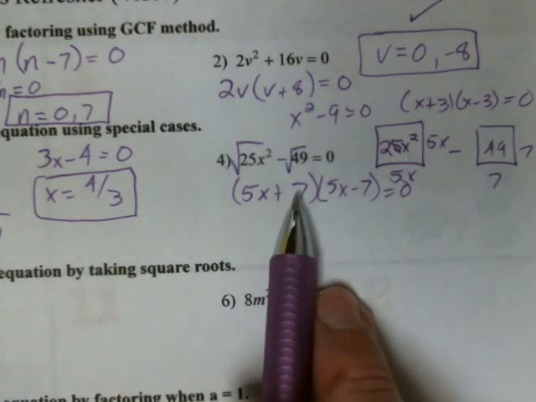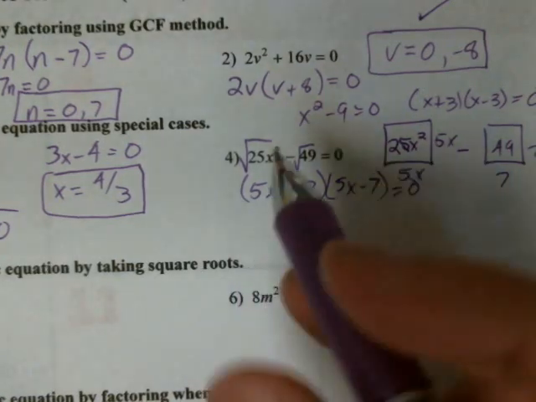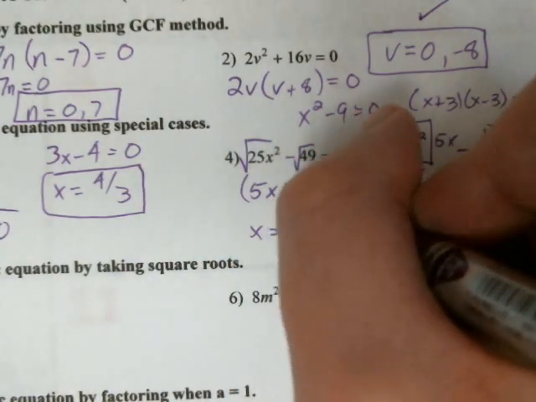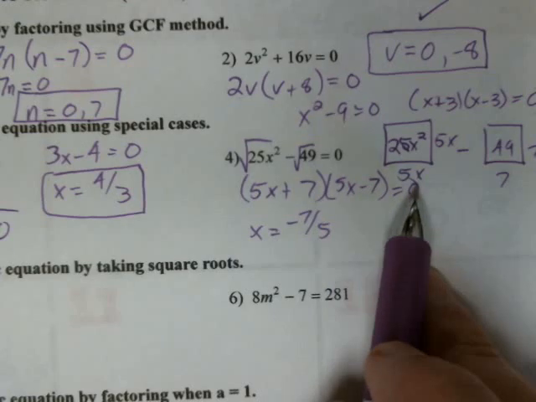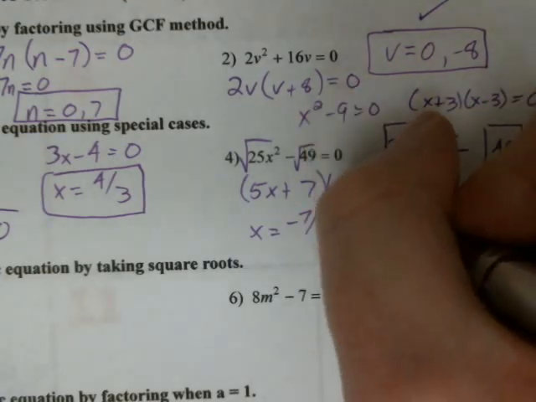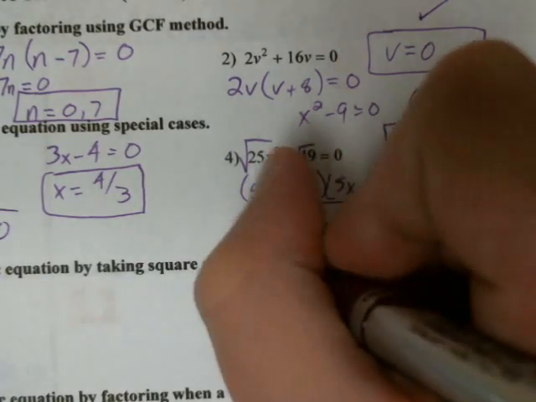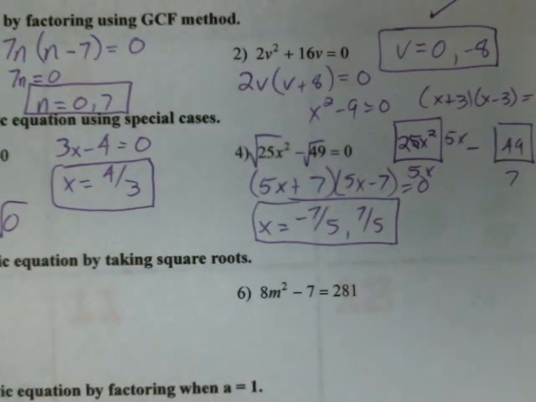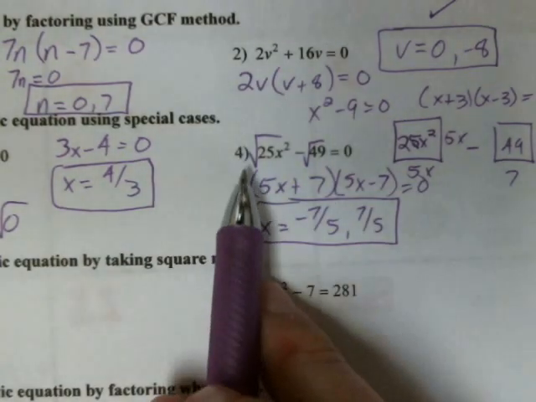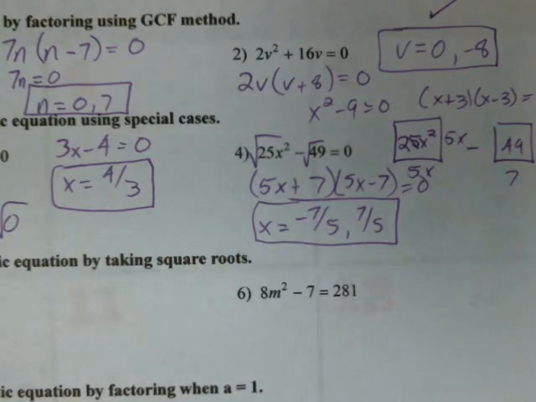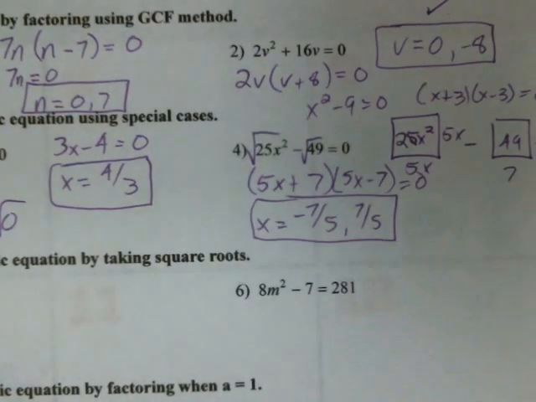Okay, so I'm going to move the 7 to the other side and divide by 5. So one of my answers is going to be negative 7/5. Over here, when I move the 7 to the other side and divide by 5, I'll get positive 7/5. Okay, so I've got negative 7/5 and positive 7/5. Plug those back into the equation. Check, make sure it equals 0. All right, what's next on our sheet?